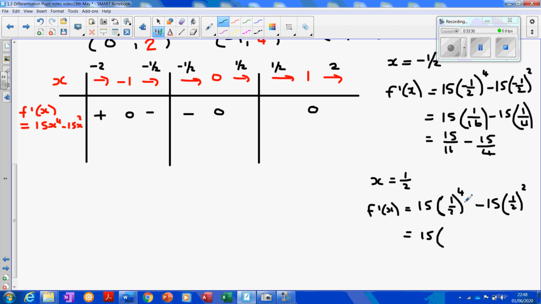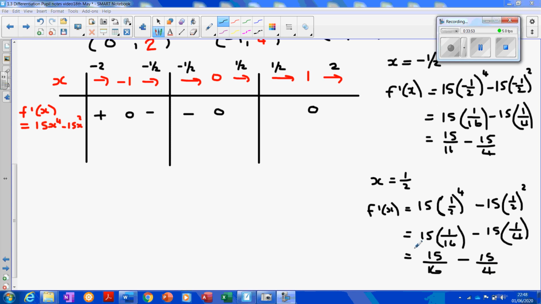Right, so 15 times 1 to the power of 4 is 1 over 2 to the power of 4. 2 2s are 4, 4 2s are 8, 2 8s are 16. And that's going to be minus 15 times 1/4. So that is 15 over 16 minus 15 over 4. So that one is also going to be negative. If x is 2, so 2 to the power of 4 times 15 minus 15 times 2 to the power of 2 is going to be positive.